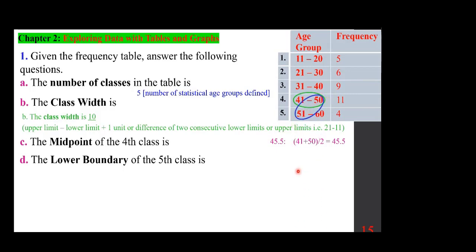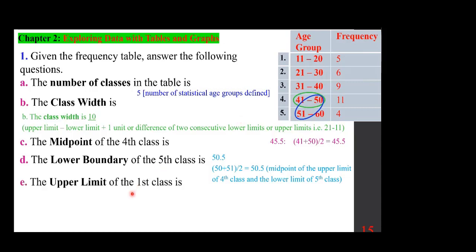The upper limit of the first class, here's the first class. Remember the first column, lower limits, the second one, upper limits in essence. So we want the upper limit, so it's number 2. Sample size, here's the frequency column, add them up. 5 and 6 and 9 and 11 and 4, just add them up, that becomes the sample size.